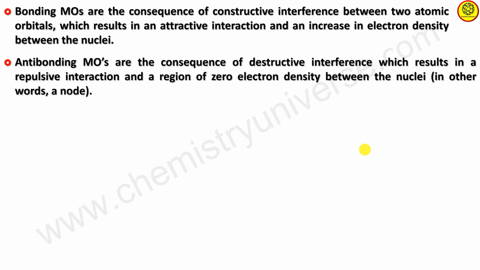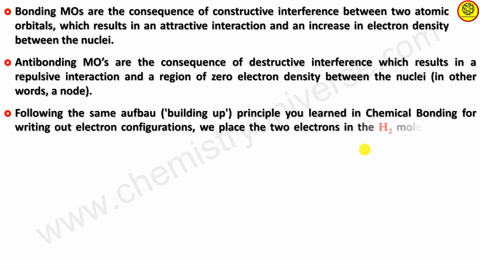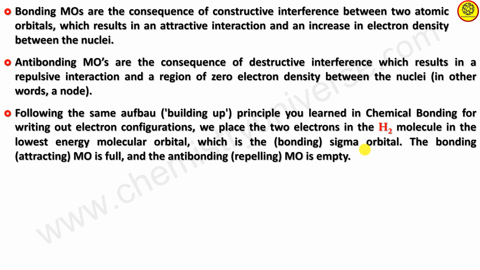Following the same Aufbau, or the building up principle, which we learned in chemical bonding for writing out electronic configurations, we place the two electrons in the H2 molecule in the lowest energy molecular orbital, which is the bonding sigma orbital. The bonding attracting MO is full and the anti-bonding repelling MO is empty.